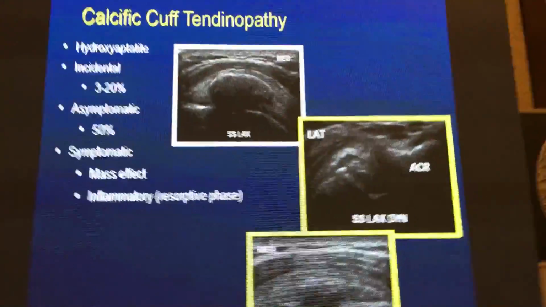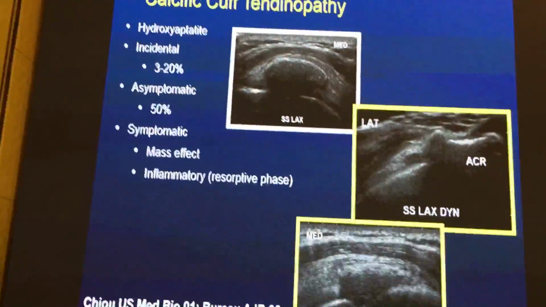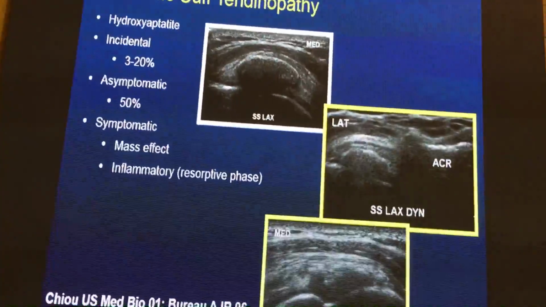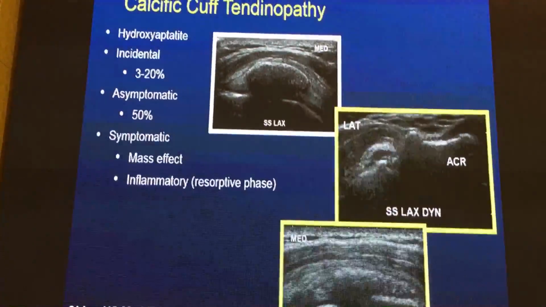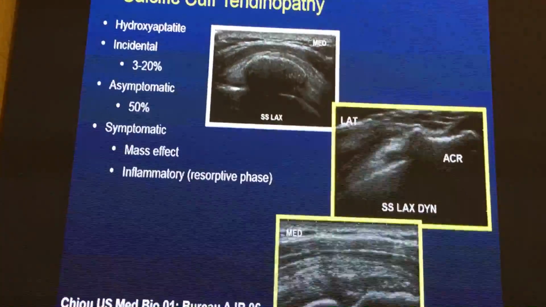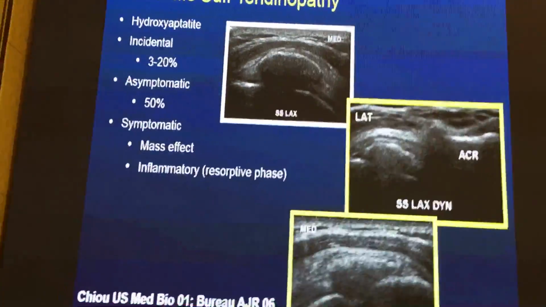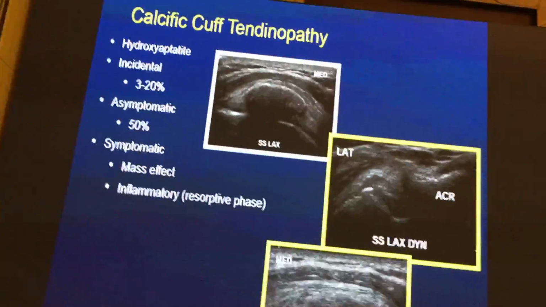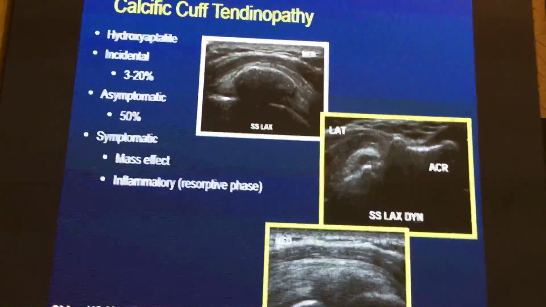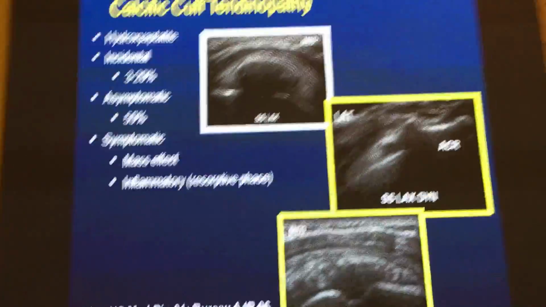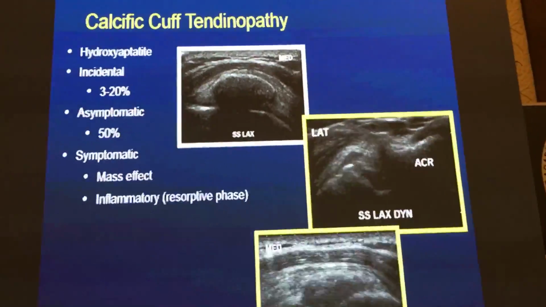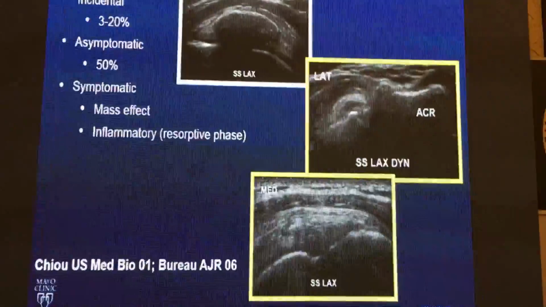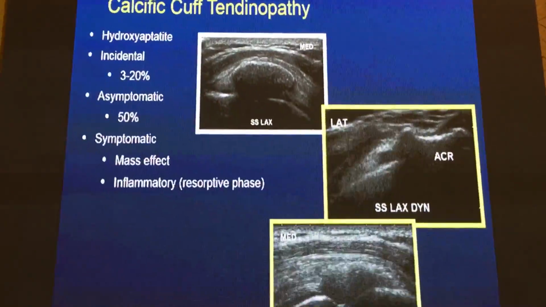The more common thing is resorptive phase, or the inflammatory phase of calcific tendinopathy. Because calcific tendinopathy goes through 4 phases. It goes through a formative phase where you're starting to form the calcium, and then it goes through a calcific phase where it's a rock hard thing in there. Then it goes through an inflammatory phase where your body recognizes this heterotopic ossification and wants to get rid of it, so it creates this massive inflammatory response, and it starts to liquefy the calcification, and it hurts like crazy.